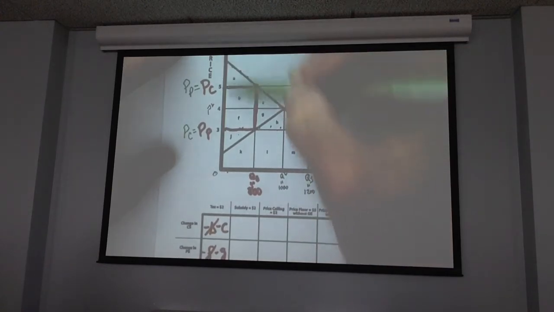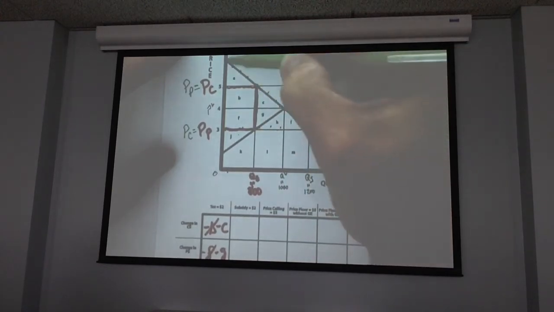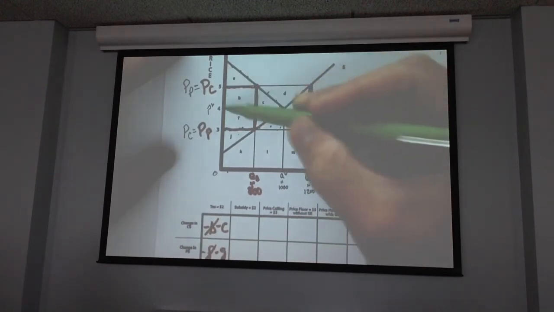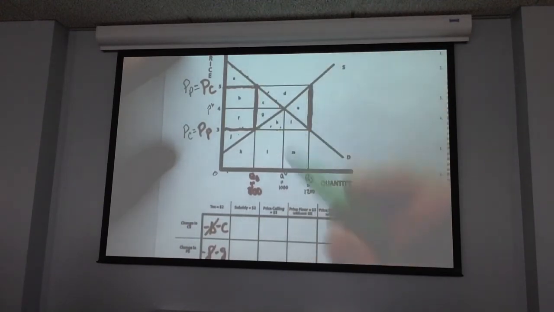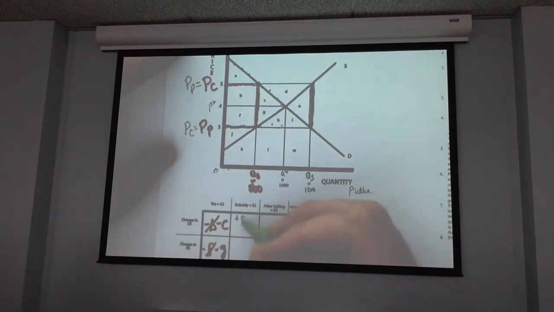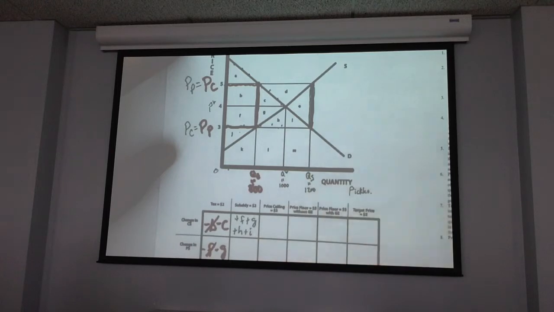So this big triangle here represents the new consumer surplus. It used to be ABC, so the consumers are picking up F, G, H, and I. So good. Plus F, plus G, plus H, plus I.